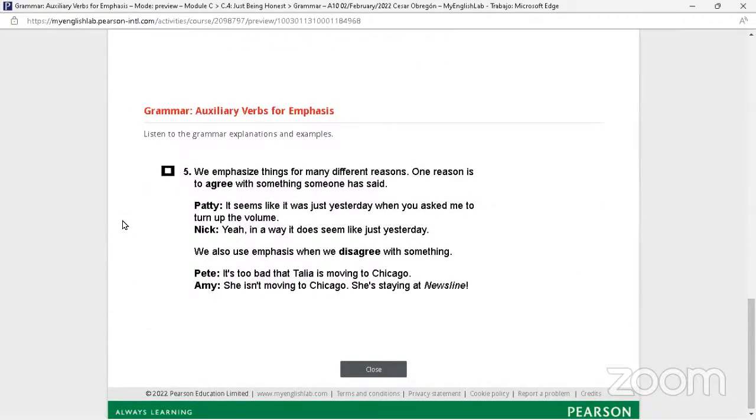We emphasize things for many different reasons. One reason is to agree with something someone has said. It seems like it was just yesterday when you asked me to turn up the volume. Yeah, in a way, it does seem like just yesterday. We also use emphasis when we disagree with something. It's too bad that Talia is moving to Chicago. She isn't moving to Chicago. She's staying at Newsline.